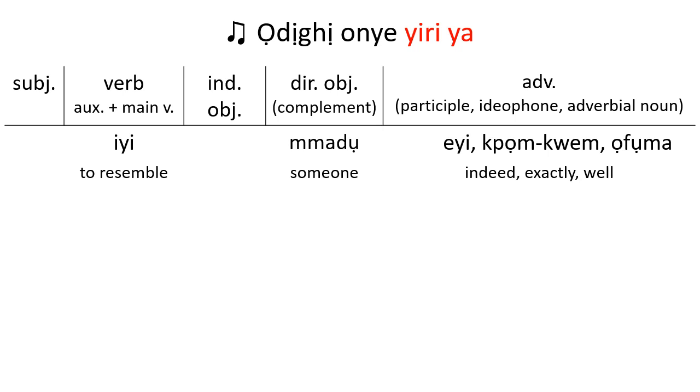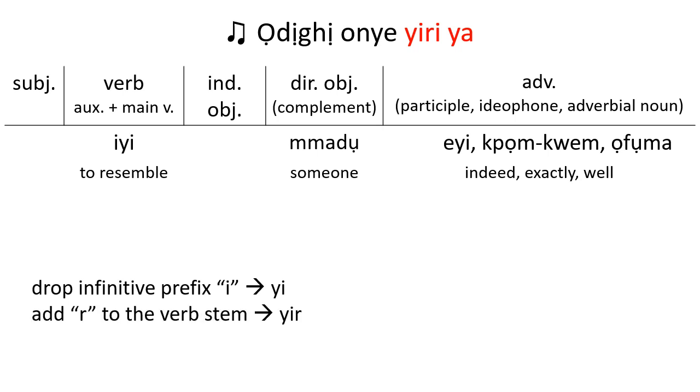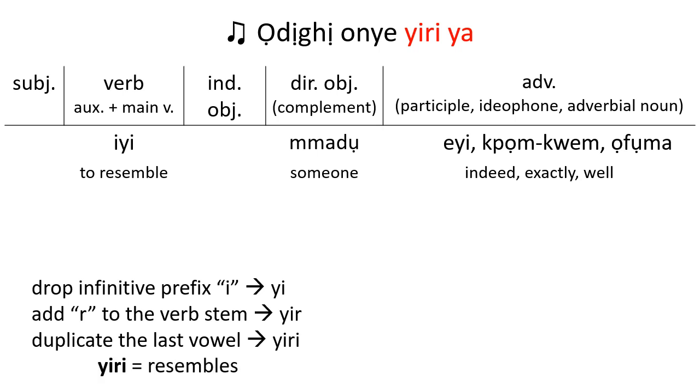Iyi is in the infinitive form, which means that it hasn't been changed to match the subject in the sentence. The subject in this sentence is Ọdi onye, which we said means no one. We change iyi to match Ọdi onye, no one, by dropping the infinitive e prefix, adding re, and duplicating the last vowel e. With those changes, we get yiri, which means resembles. Some scholars call this type of change the ra verb form.